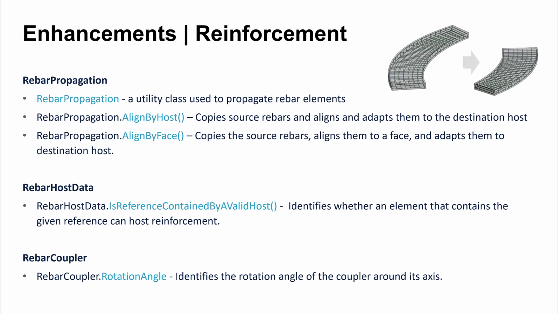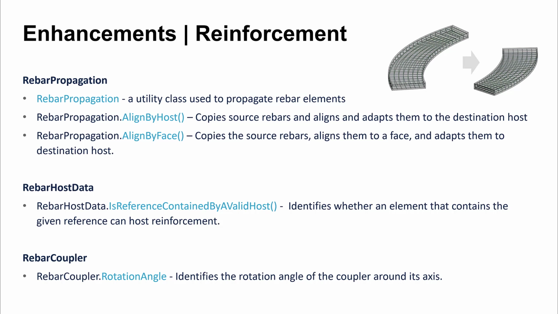On the reinforcement front, we have enhancements to rebar propagation. There's a new utility class that makes it a lot easier to copy rebar from one shape to another. One method is called align by host, which takes the rebars and aligns and adapts them to the destination host. And then there's align by face, which copies the source bars, aligns them to a specific face, and then adapts them to the destination host.